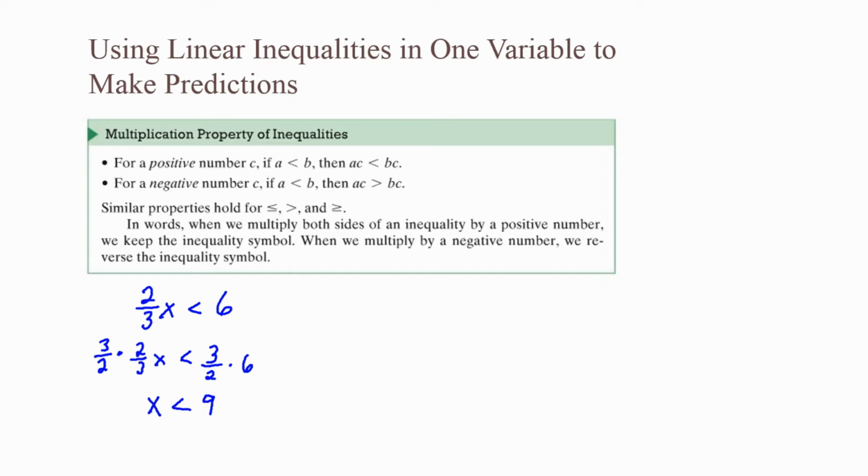If our 2/3 was negative, such as negative 2/3 x less than 6, when I multiply both sides by negative 3 over 2, it's going to also change my inequality symbol. Negative 3 over 2 times negative 2/3 x is now greater than negative 3 over 2 times 6. We're going from a positive value of 6 to a negative value for our answer, so it's going to change the direction of our inequality. The result: x is greater than negative 9.